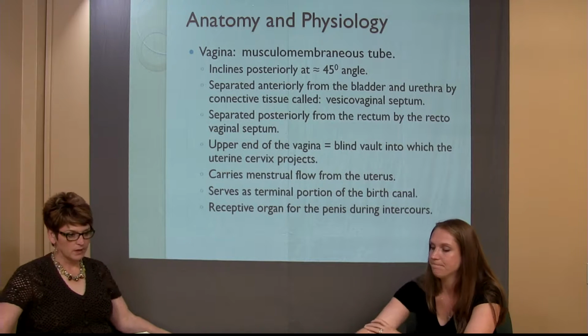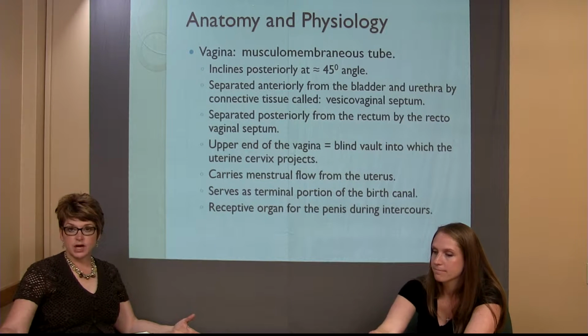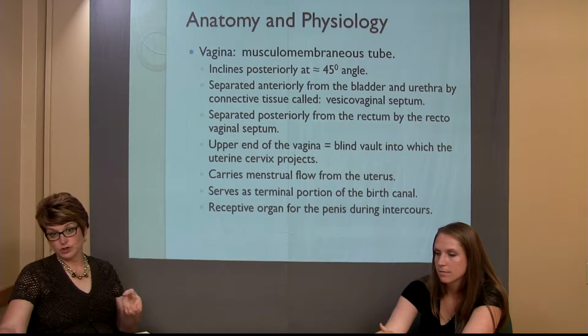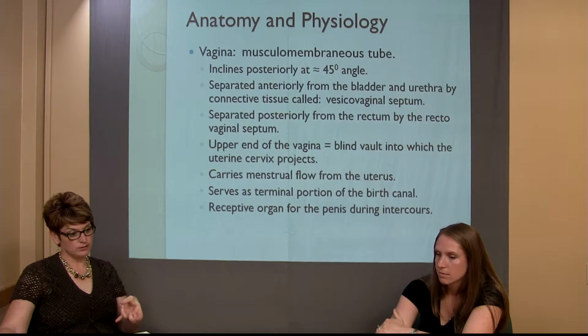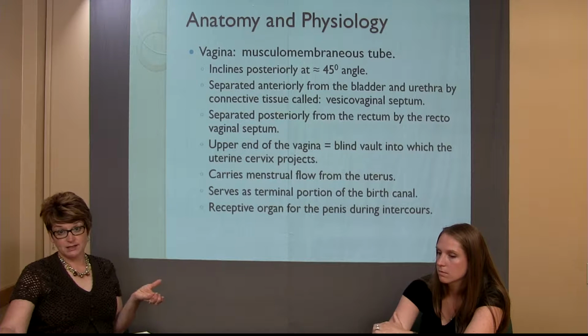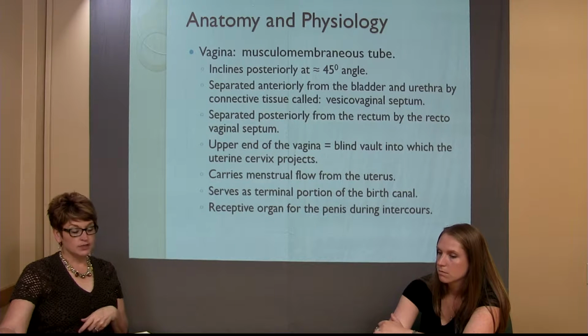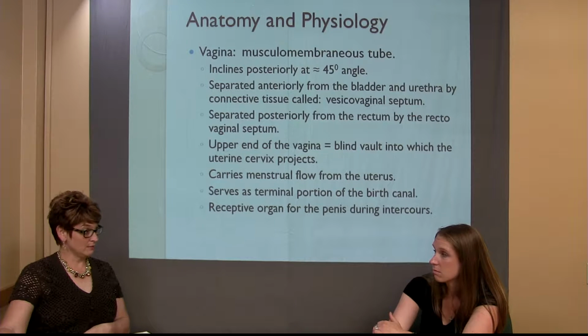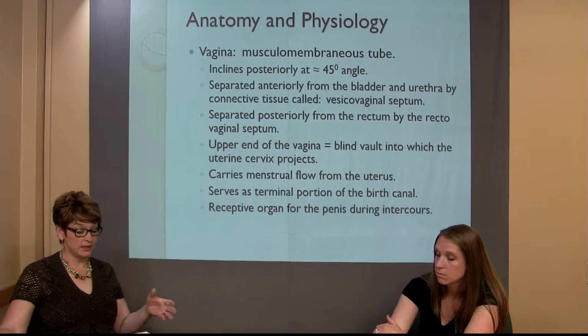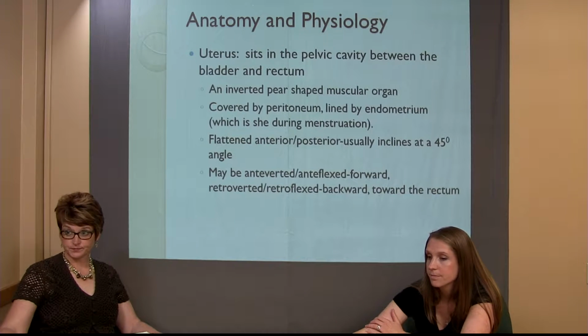The upper end of the vagina is actually a blind vault, and the cervix, the distal portion of the uterus, protrudes into that vaginal vault. The purpose of your vagina is to carry menstrual flow to the outside world. It is the terminal portion of the birth canal, and it is the receptive organ for the penis and/or other foreign objects during sexual activity or experiences.